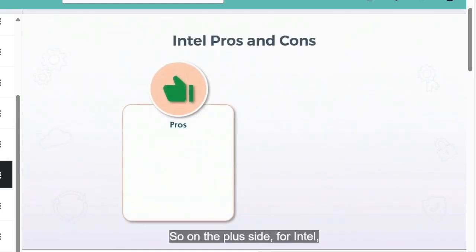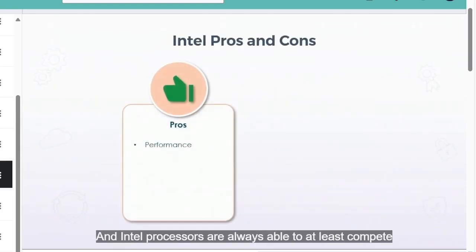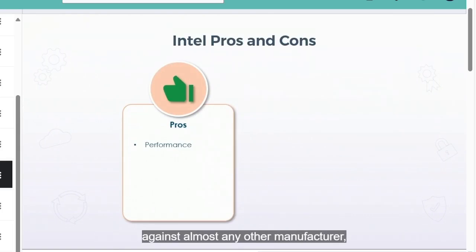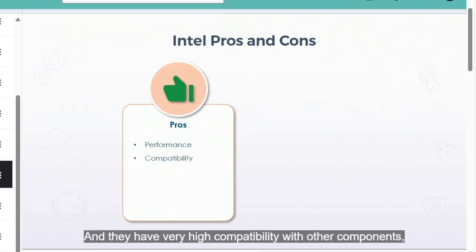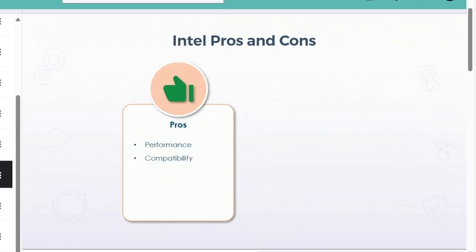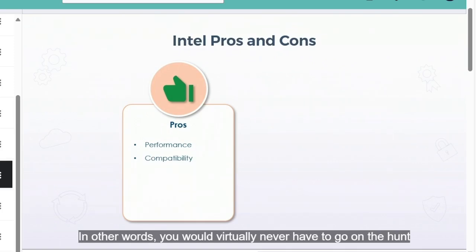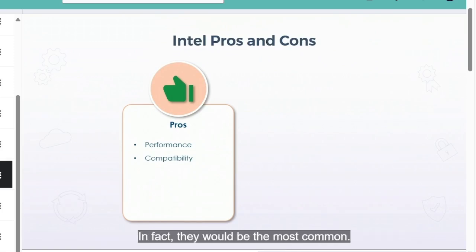So on the plus side for Intel, the performance is always high, and Intel processors are always able to at least compete against almost any other manufacturer, even if they are slightly outperformed in certain areas. And they have very high compatibility with other components, such as motherboards. In other words, you would virtually never have to go on the hunt to find a particular motherboard that supports Intel processors. In fact, they would be the most common. Plus, they tend to run a little cooler than AMD, which often makes them the preferred choice when you're dealing with an enclosed space, such as a laptop or a rack-mounted server, where there's just not very much room for cooling.